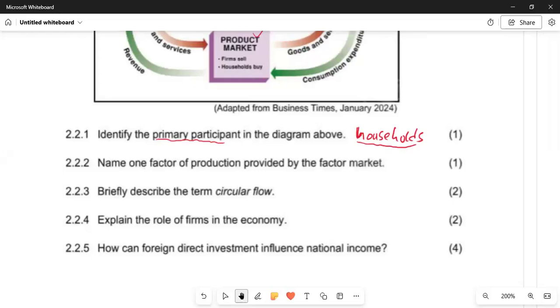So they pay tax, and the government provides social services. For example, a company pays value-added tax, which helps fund public hospitals. You see, this is the role of firms in the economy. They produce goods and services, which boosts growth. For example, Toyota producing cars increases gross domestic product. So now let us attend to 2.2.5.